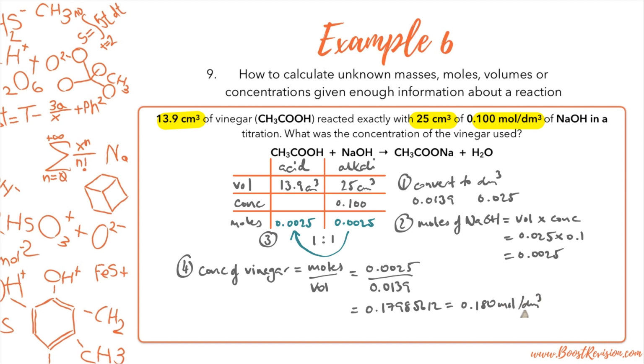Make sure you round that correctly. And also note that while at GCSE we did moles per decimetre cubed with this slash, at A level the convention is not to use the slash, but to use the to the power of -3 instead, which means exactly the same thing. So what's next?